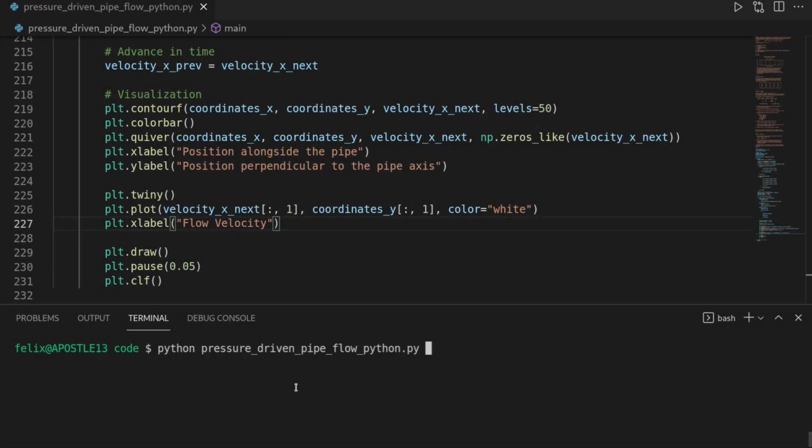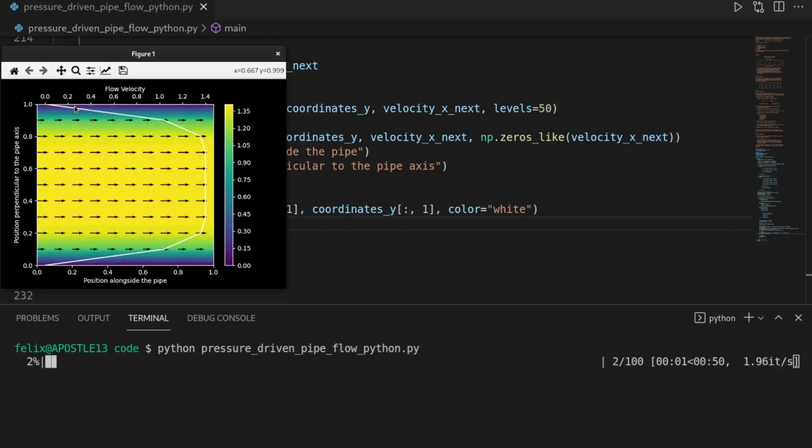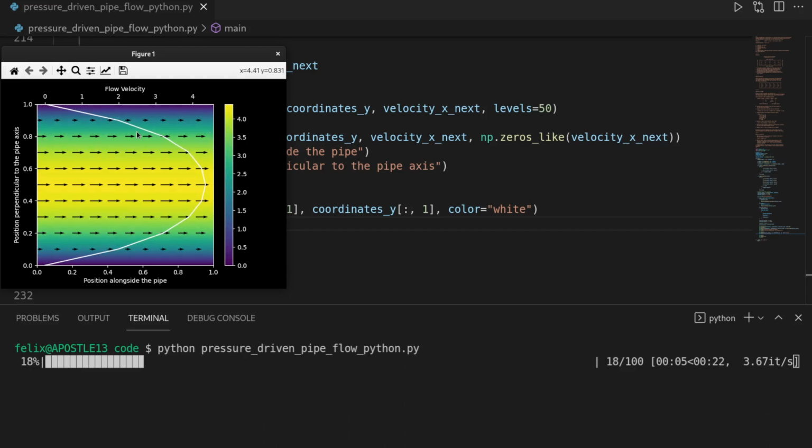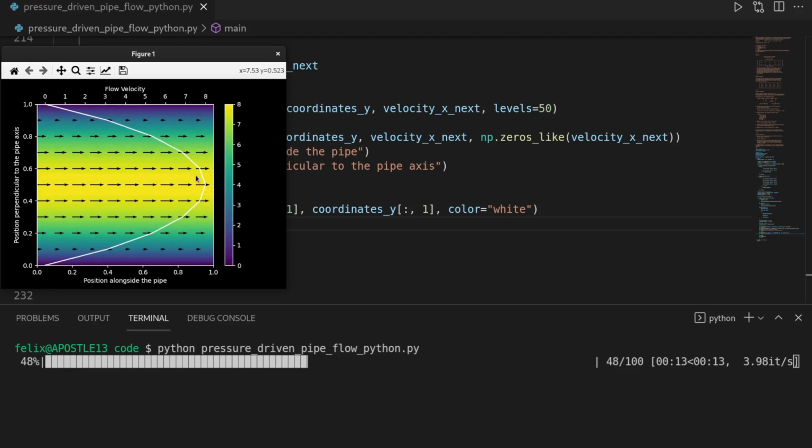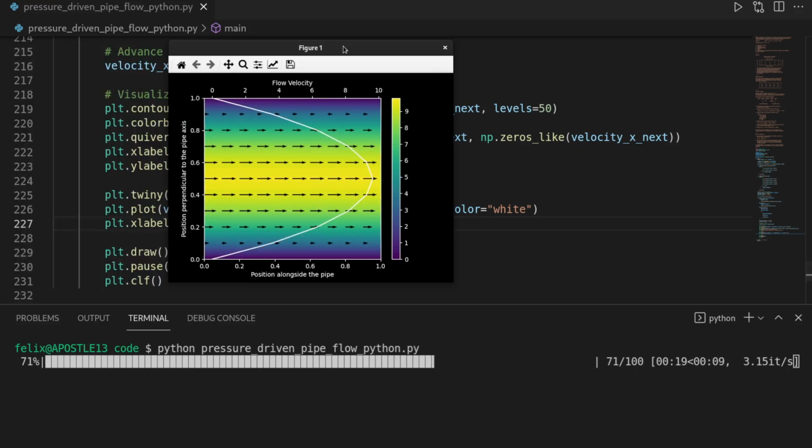And now if we run the simulation again, we see that we get this white line here, which starts in the beginning being really rather discontinuous, and then over time it's developing this parabolic profile here that you can see that kind of matches also the color that is indicating the flow velocity. And here again, you see that the change is getting smaller over time.